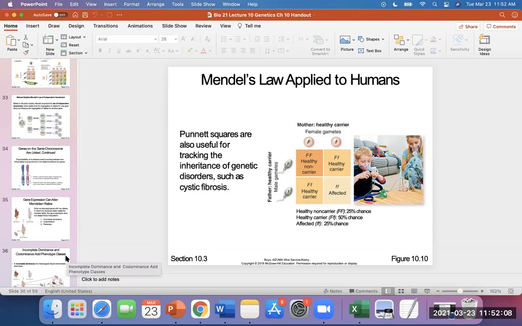So if the problem says this parent is a carrier for this, do you understand what that means? It means they have the mutation, or they carry it. I don't know how else to say it. So they have one gene that's affected and they carry that gene, but they also have a healthy gene. So they don't express the affected gene. They have one affected gene and the other healthy gene. That means they're carriers for it.